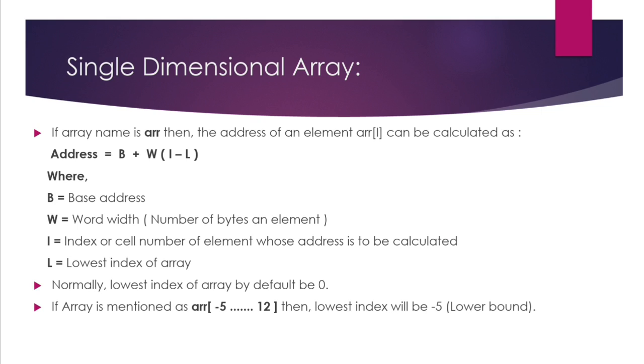And sometimes an array is written in a different format. See the last line: if the array is mentioned as ARR[-5 to 12], the location is changed. The lower bound is -5 and the upper bound is 12, meaning the last location is 12 and the first location is -5. Then our lowest index L is -5, the lower bound. These things you have to remember: where it is written and what you have to put in the formula.